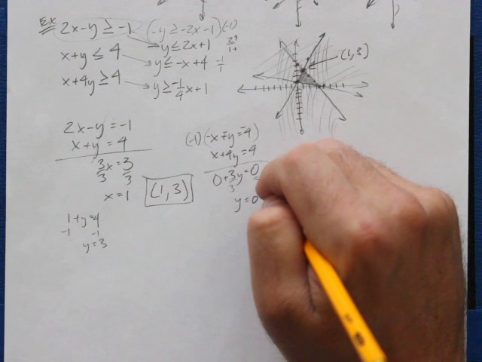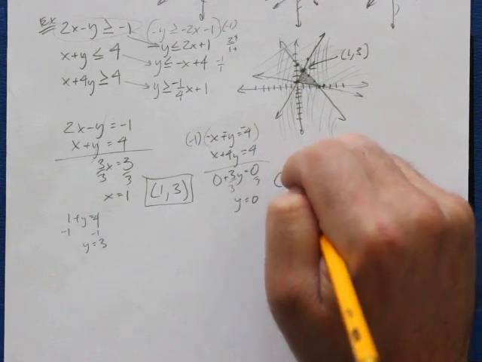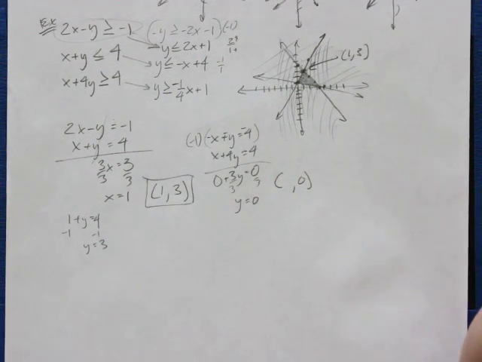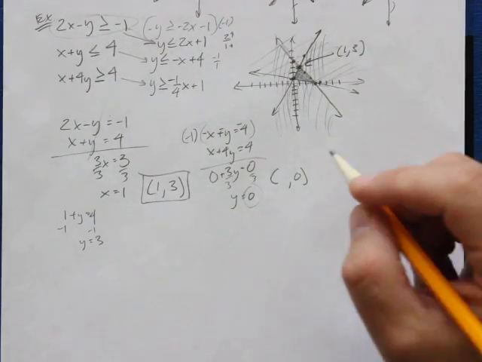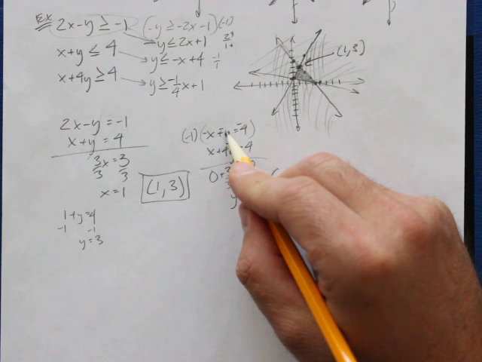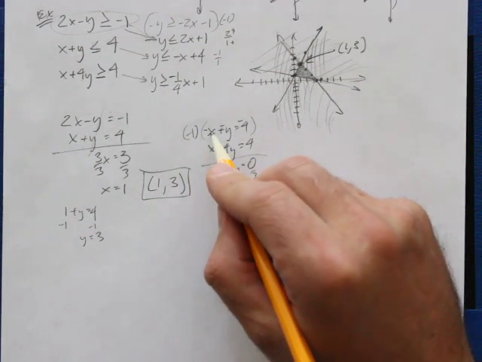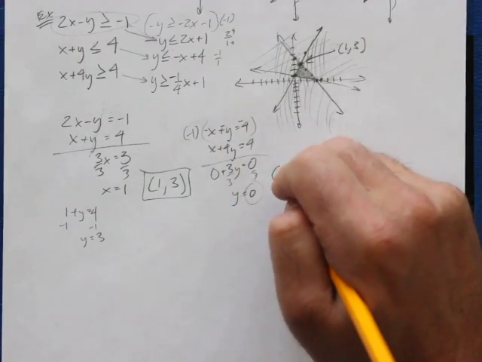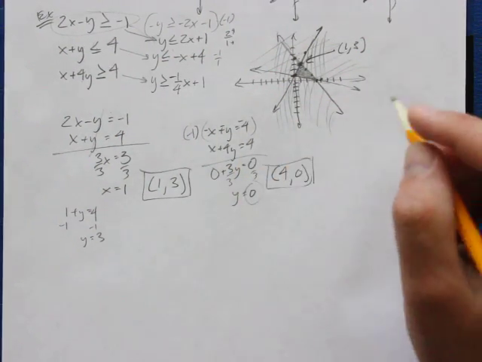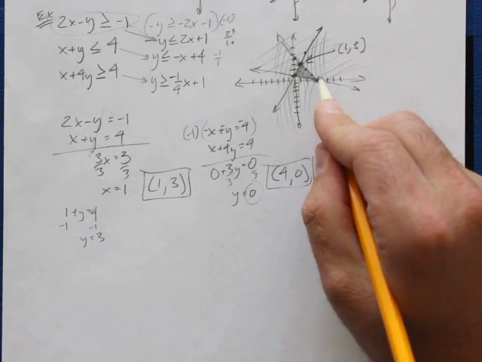So for this point, I don't know what my x value is yet, but I know my y value is 0. So now I plug y equals 0 into one of these. I'm going to plug it into this one. So x plus 0 equals 4, x equals 4. And that would be this one here, 1, 2, 3, 4, 0.